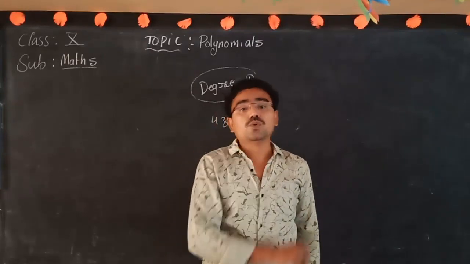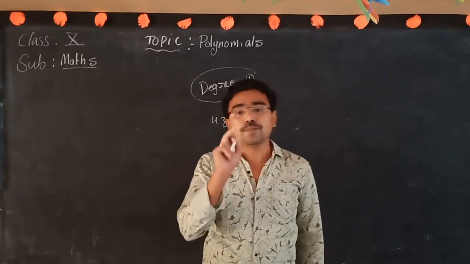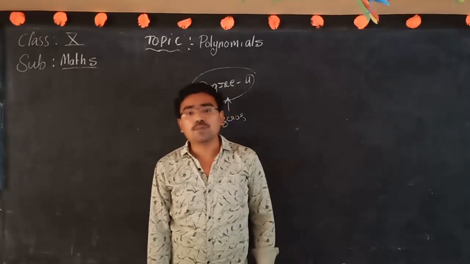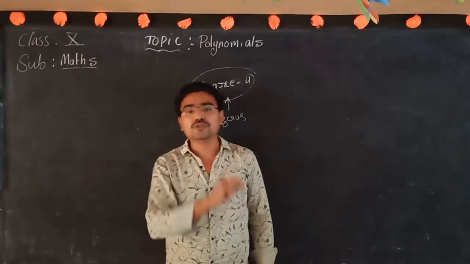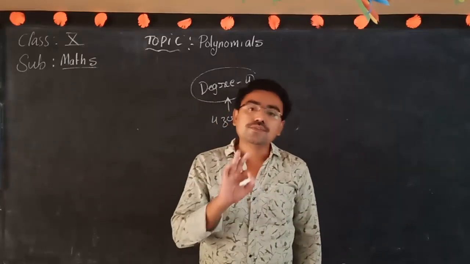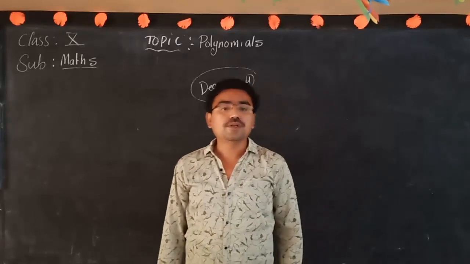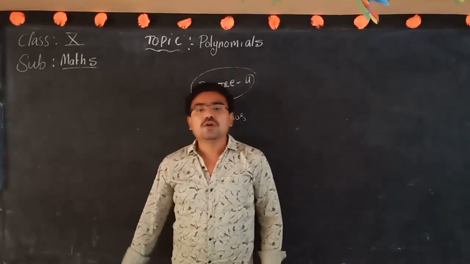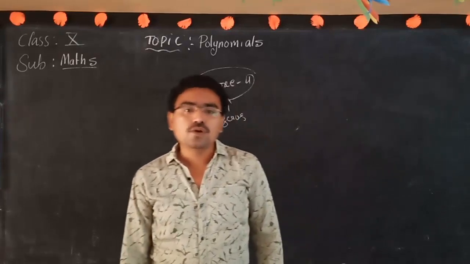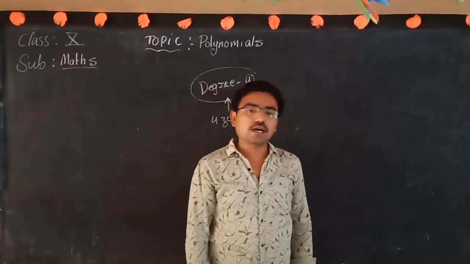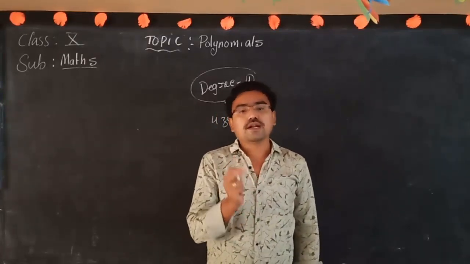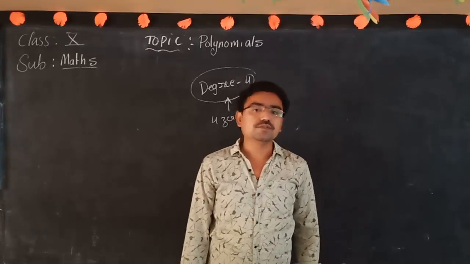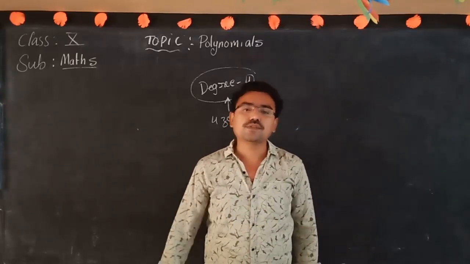Then they have that many zeros according to their degree. Okay, how many zeros does a quadratic polynomial have? 2 zeros. A cubic polynomial? 3 zeros. A biquadratic? 4 zeros. So for the next problem, we should use the division algorithm to identify the zeros of the polynomial.